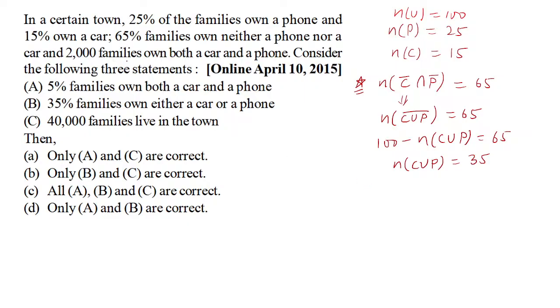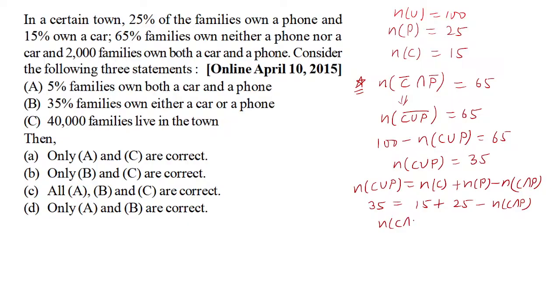And there are 2000 families which own both car and phone. So the number of elements in C union P is what? The number of elements in C plus the number of elements in P minus the number of elements in C intersection P, right? So that means 35 is equal to 25 plus 15, so if I write it in the same order, you have 15 plus 25 minus the number of elements in C intersection P. So the number of elements in C intersection P will be, if you see carefully, 5. And mind that this is 5% by the way.